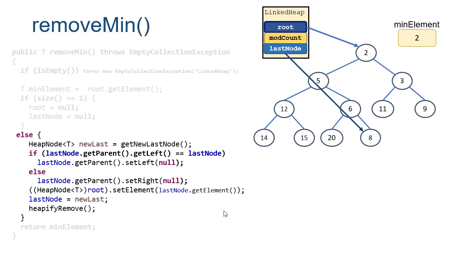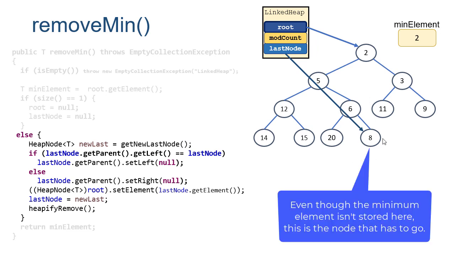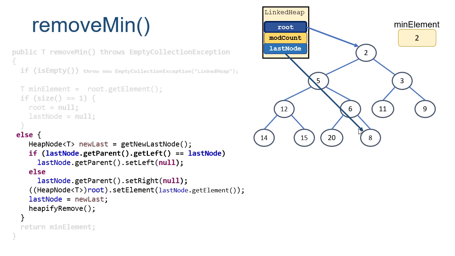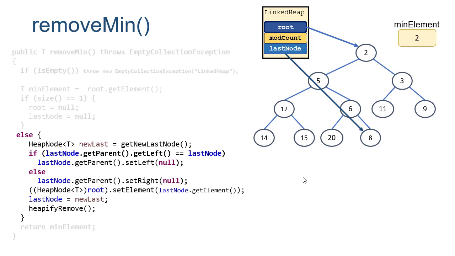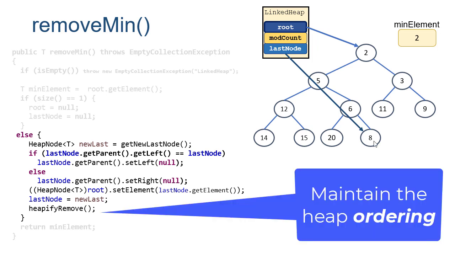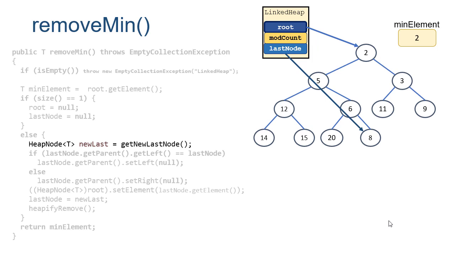So in this else case, we're going to do 3 things. We're going to find the new last node because we're going to actually delete this node. Even though we're removing this element, we delete this node. Then we're going to set last node to be the new last node that we found, and we'll talk about how that function works in a moment. Next, we're going to copy the element from the node we're deleting to the root. And then finally, we're going to shift it down until we have a proper heap order. So let's walk through this.